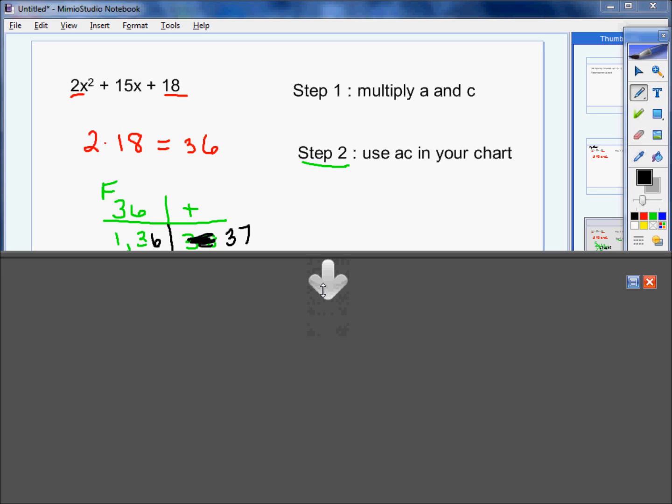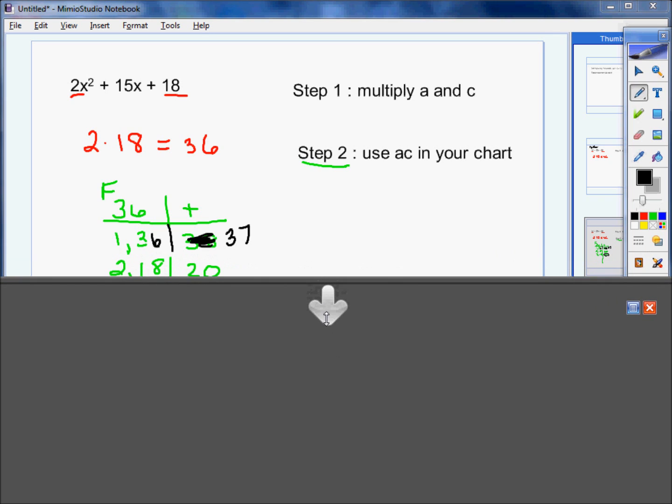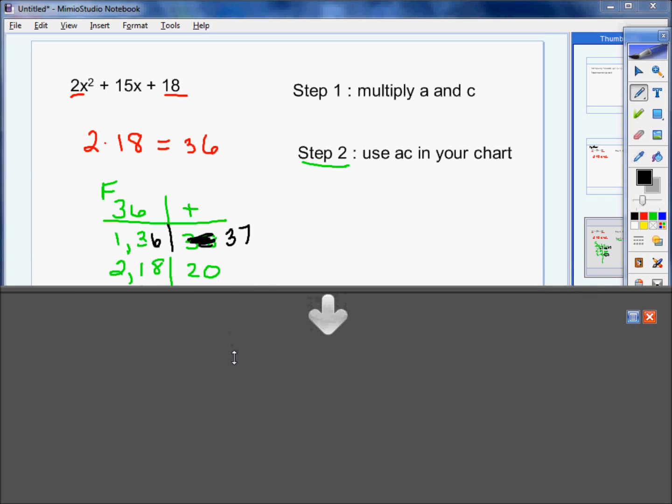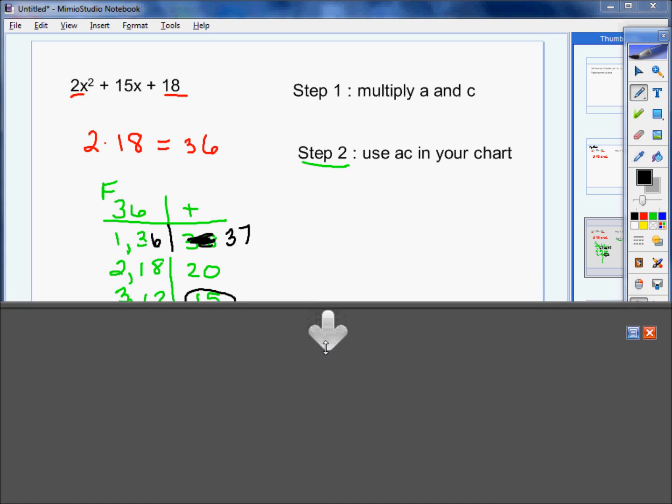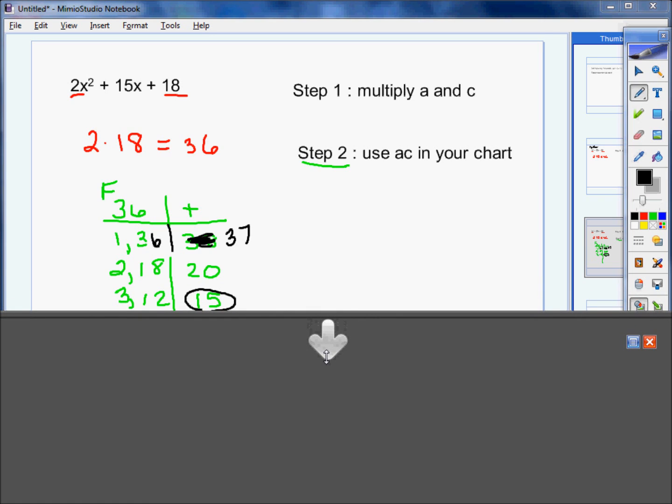And then 2 times what? 18. 2 times 18, which should give us 20 when you add those together. And 3 and 12. That one's not our 15. Remember, we're looking for 15. Found it: 3 and 12. 3 times 12 gives you 36. Now notice what we did. We went right in order. Once you find that, you don't have to look for more factors, because yes, 4 does go into 36. But once you found your goal, once you found that middle number, you're done.